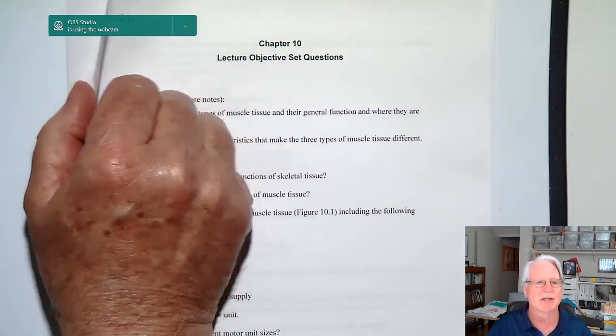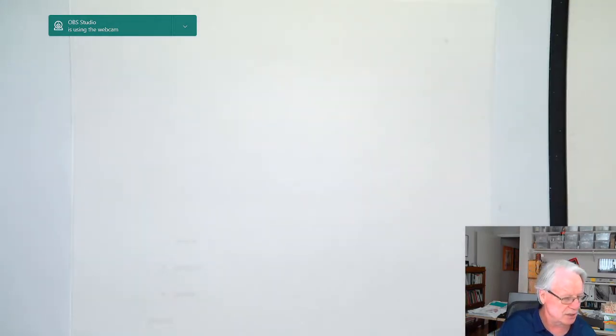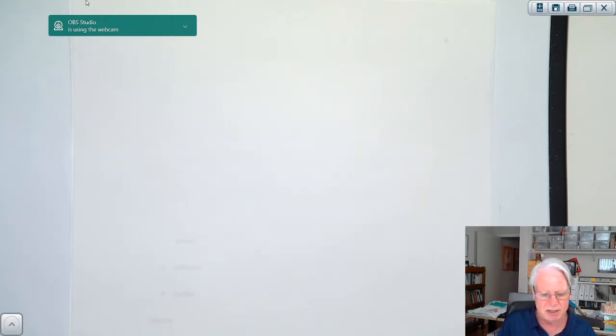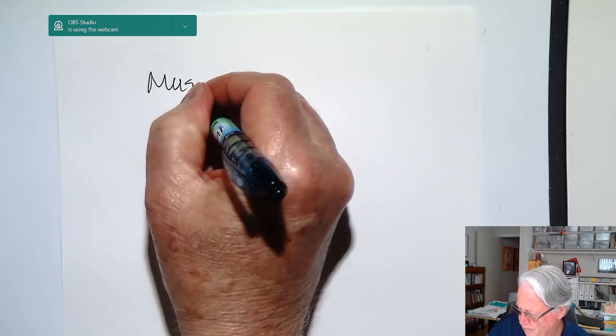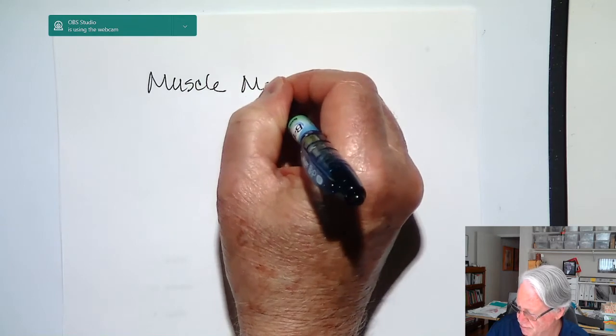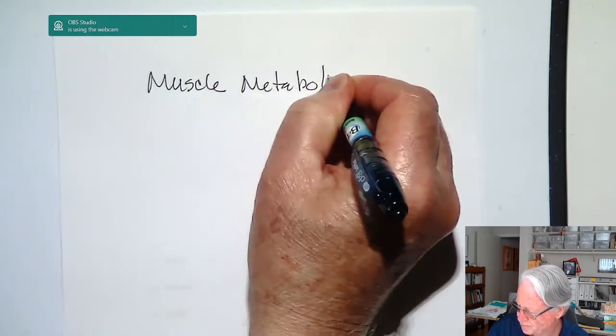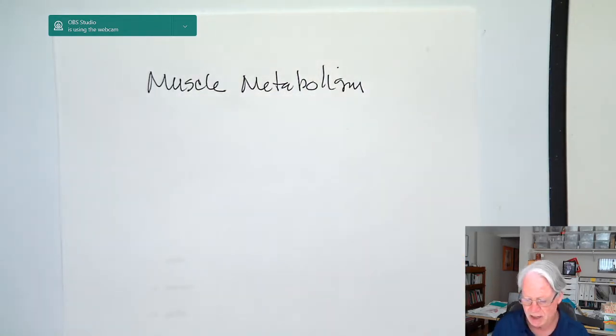So the question that we're going to try to address today in the lecture is, where does all the energy come from to produce the muscle contraction we've been spending the last few lectures describing and talking about? So let's go ahead and begin with that title, Muscle Metabolism. And the question, as I said, is where is this energy coming from?